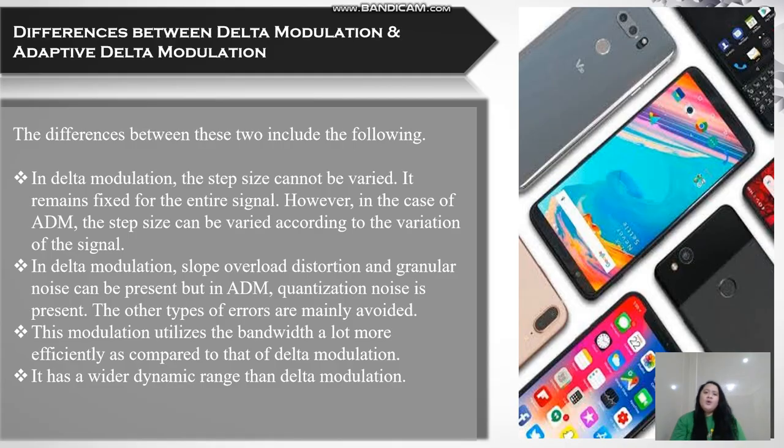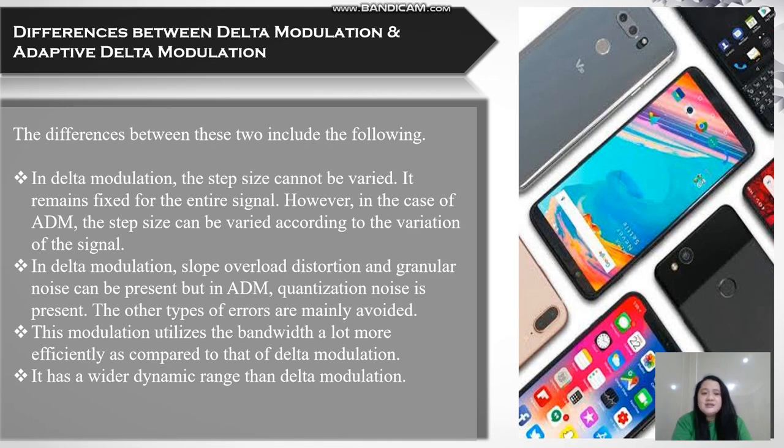So, what is the difference between delta modulation and adaptive delta modulation? The difference between the two includes the following. First is, in delta modulation, the step size cannot be varied. It remains fixed for the entire signal. However, in the case of ADM, the step size can be varied according to variation of the signal.